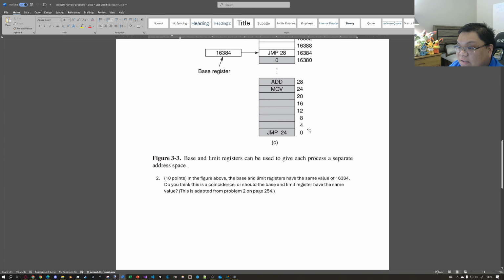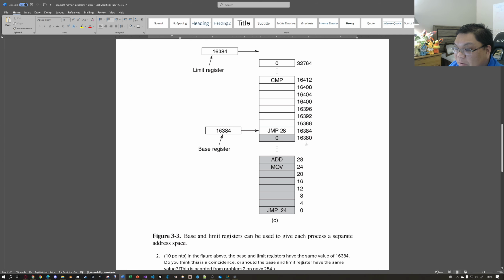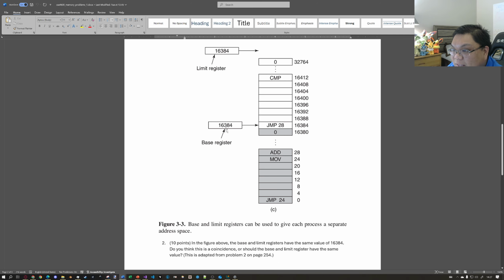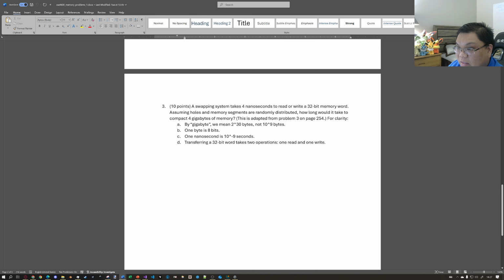Question number 2 is, in this picture above, you notice how the base and limit registers are the same? Is this a coincidence, or must they always be the same? And number 3, a swapping system takes 4 nanoseconds to read or write a 32-bit memory word. Assuming holes and memory segments are randomly distributed, how long would it take to compact 4 gigabytes of memory?